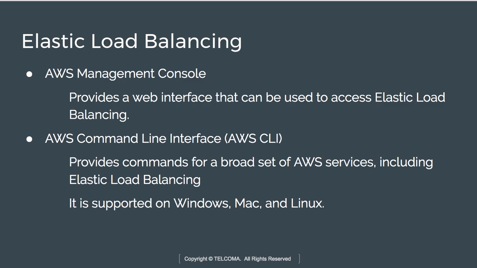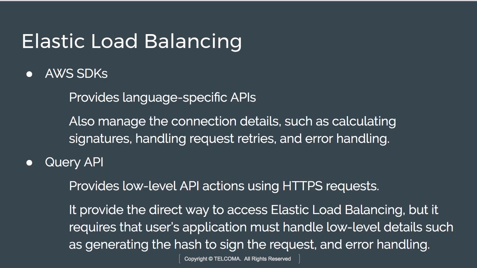The command line interface provides commands for a broad set of services. It is supported on Windows, Mac, Linux, etc. With SDKs, we require language-specific APIs. They manage the connection details like signatures, handling requests, and error handling. We have the query API. It provides low-level API actions. It provides a direct way to access ELB.